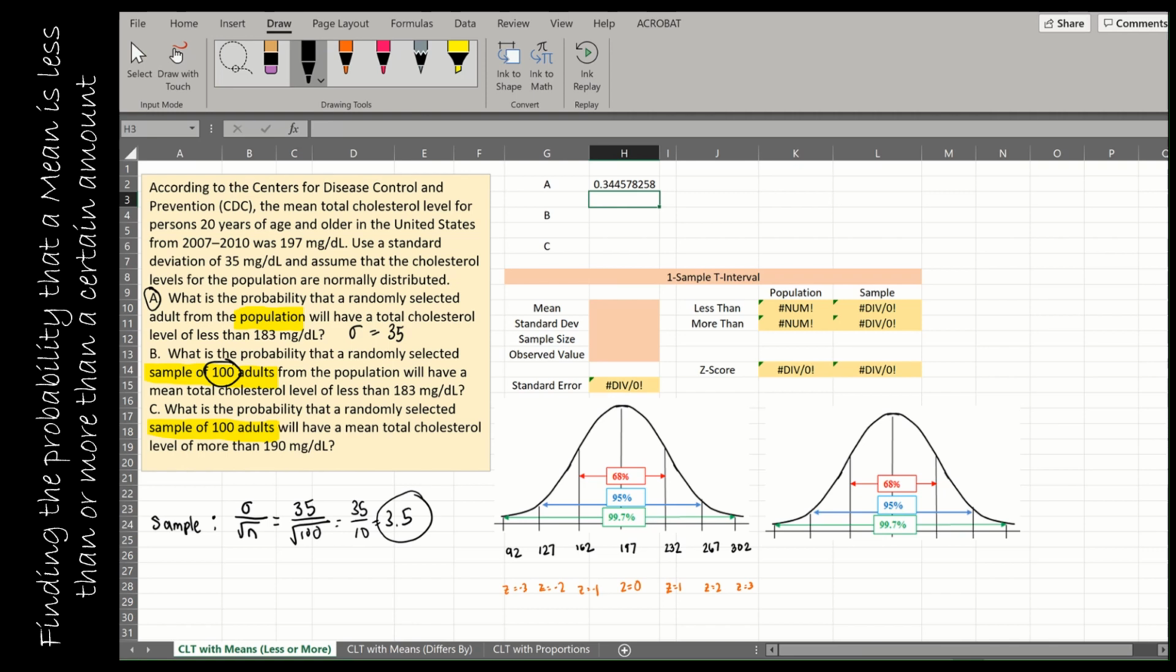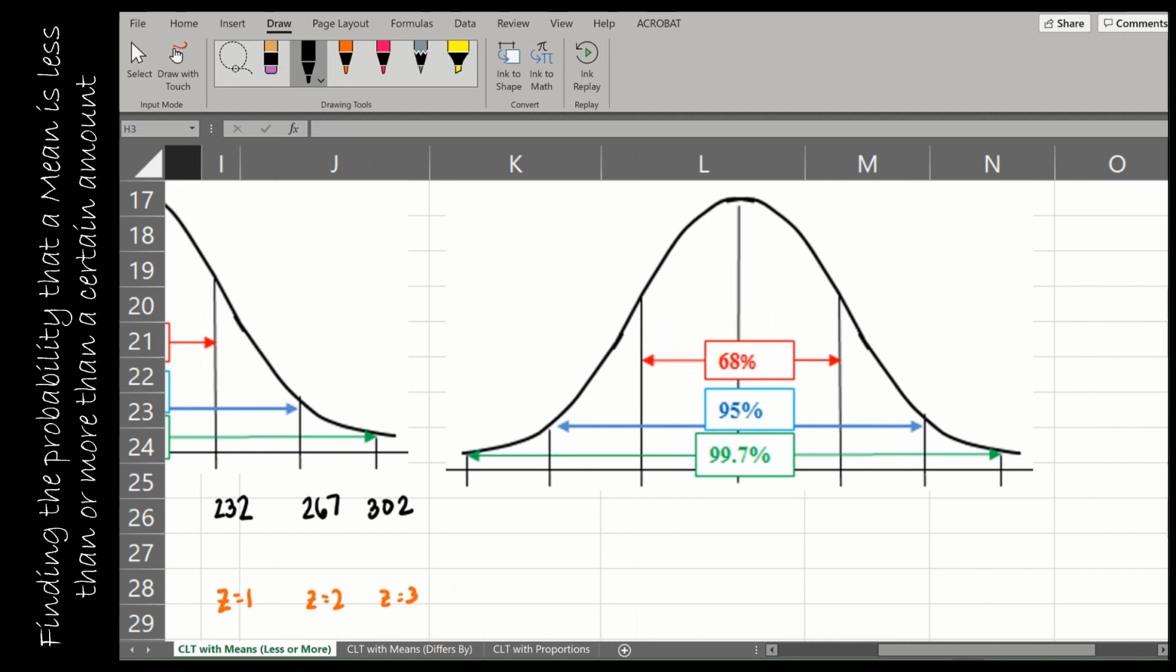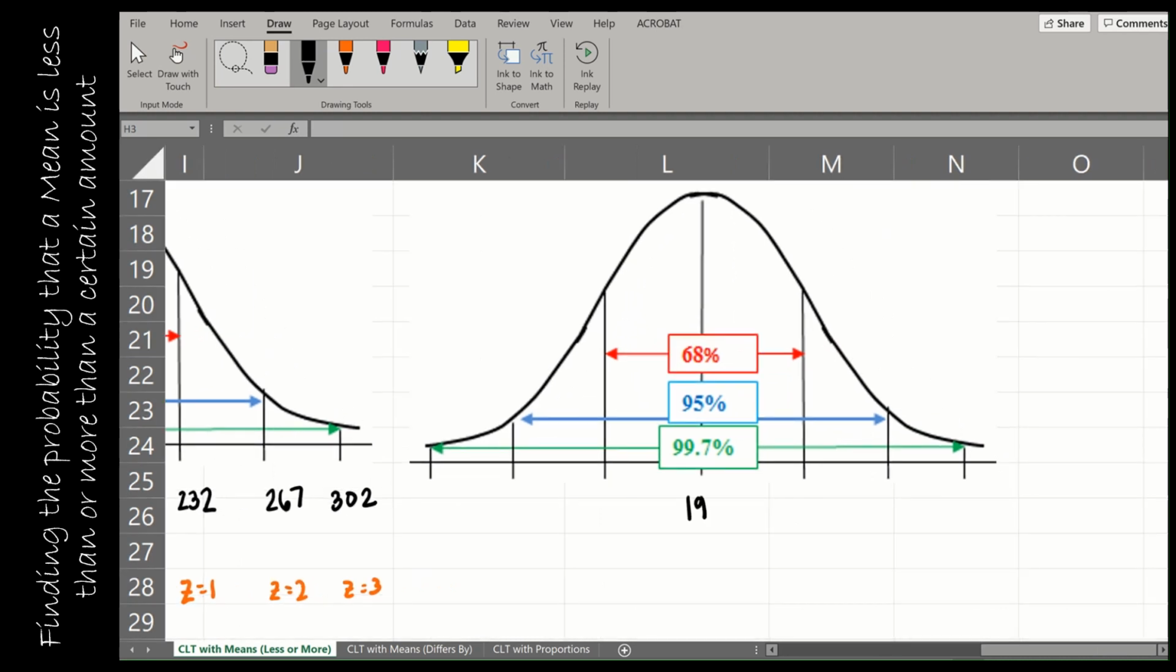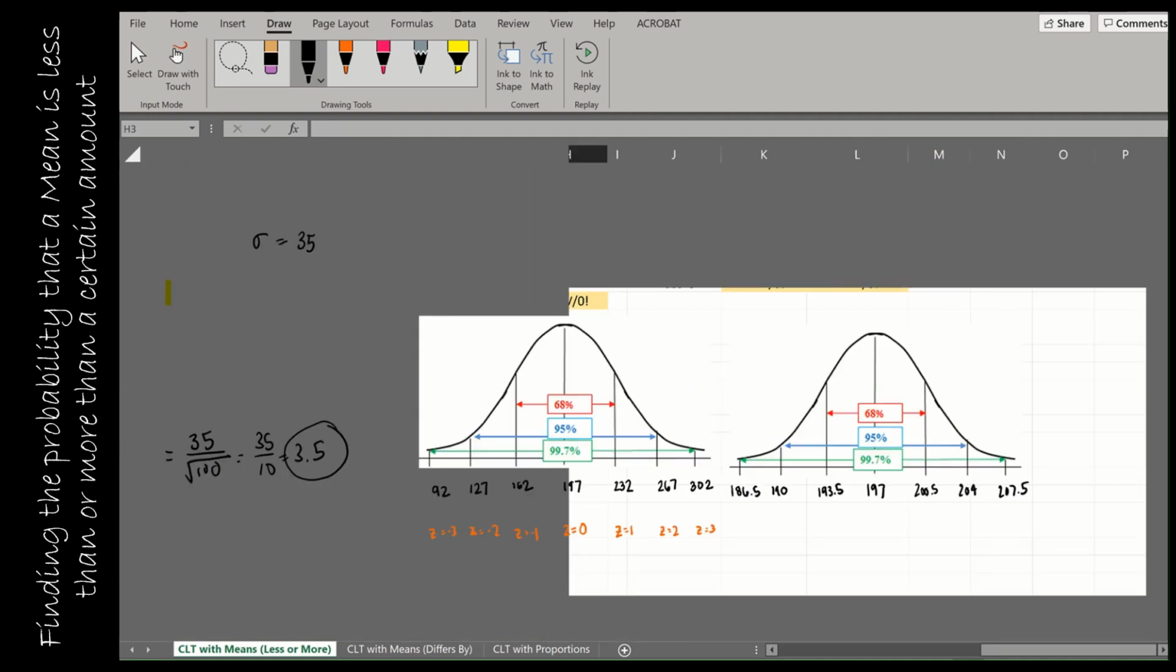The reason I wanted to compute it is I wanted to show you how this model changes. If we have 197 in the middle, and instead of adding 35, I'm adding 3.5, well, all of a sudden this is now 200.5, 204, 207.5, and then going to the left, subtracting 3.5, I get 193.5, 190, and then 186.5.